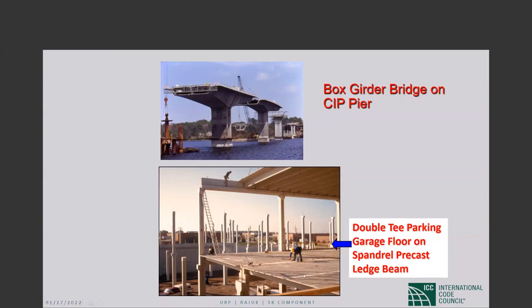Very fast construction. There are corbels on the column, which transfer the load from the ledge beams onto the column. So ACI, as you know, also has provisions for bracket and corbel design. And then the load is transmitted to the foundation. Very fast, very economic construction.